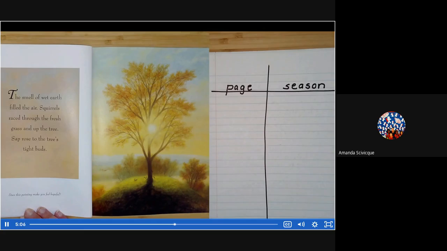Pause here to chat with a learning partner or shout it out to me. Which words are giving you a clue? What season do you think it is? And why do you think that? Which words are telling you that? Pause to think or chat, and then just hit play when you're ready to continue.